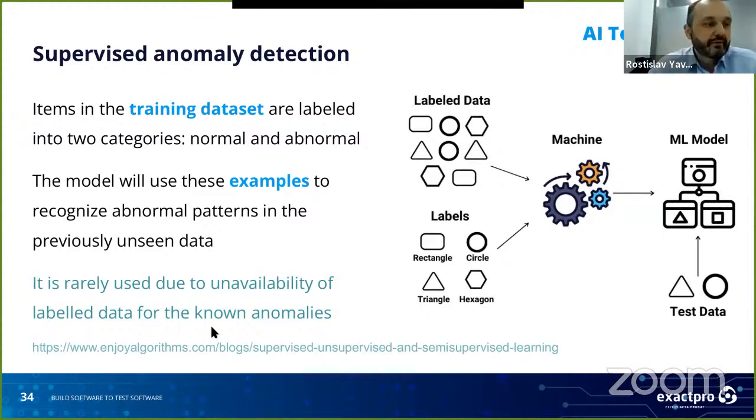But sometimes, in some domains, you may already have some historical data about different faults, maybe frauds, etc. And you can use this data in your supervised anomaly detection algorithm. Then definitely you can apply all these methods.